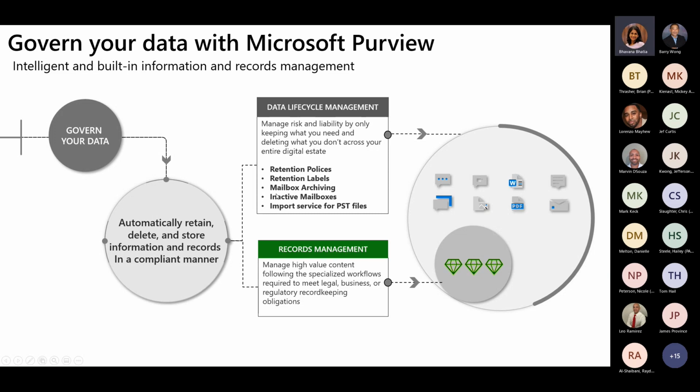Then we also have other capabilities here, like mailbox archiving. Mailbox archiving provides users with an additional 100 GB of mailbox storage space. If mailboxes require more than an additional 100 GB storage, you can leverage auto-expanding archiving as well. Then inactive mailboxes help you retain mailbox content after the employees leave the organization. We also provide an import service for PST files by using network upload or drive shipping.